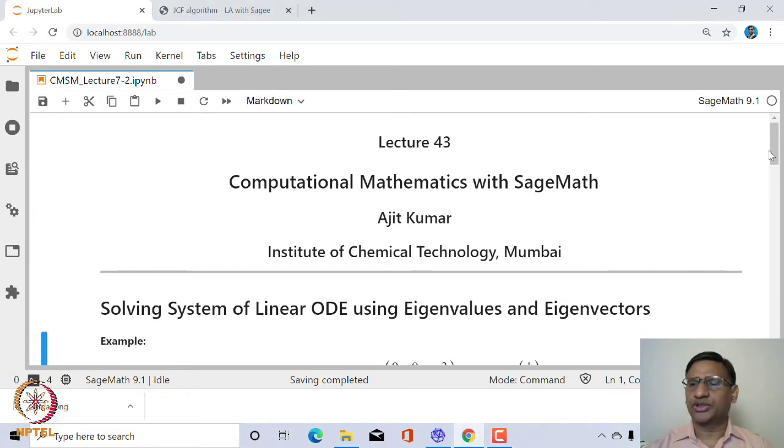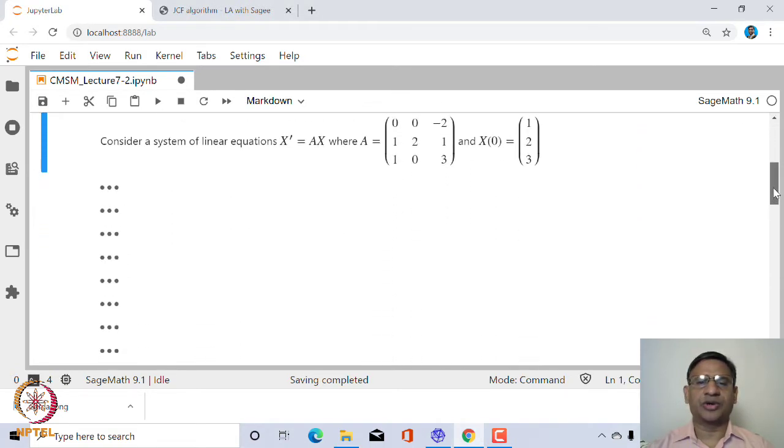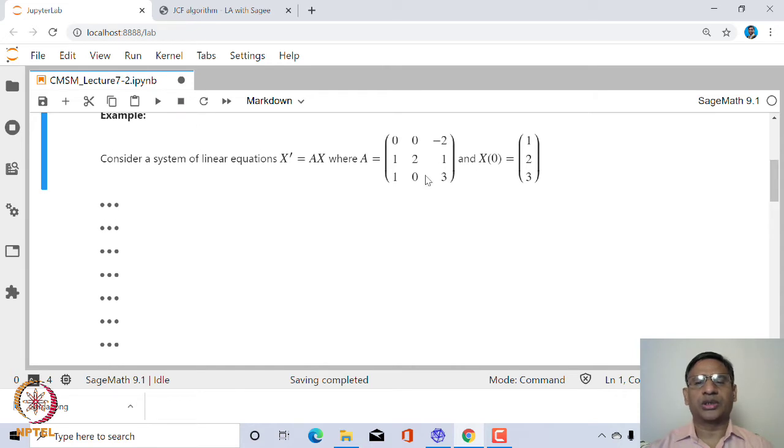Suppose you have a system of ordinary differential equations as x dash t is equal to Ax. Here x is x1, x2, x3. So, x dash will be x1 dash t, x2 dash t, x3 dash t, and Ax is this, where A is this matrix.